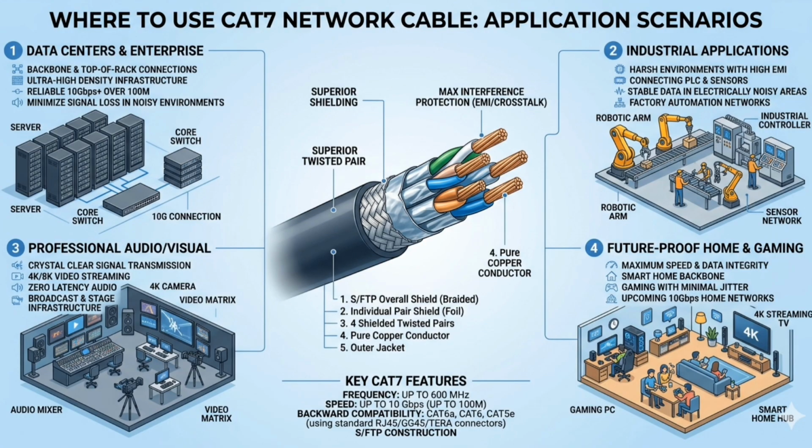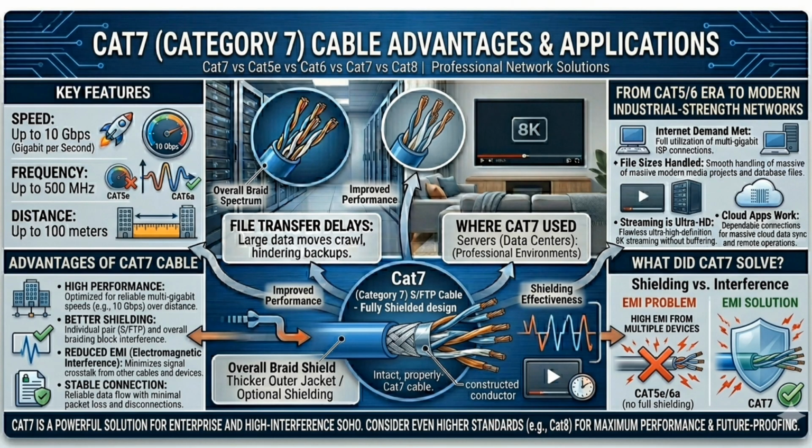So the advantage of this Cat7 cable is that it provides high performance with better shielding, it helps you reduce EMI, and it provides you a stable connection. We can use Cat7 cables in servers to set up enterprise networking, in network switches, and for professional setups. Cat7 is stronger than Cat6A in a noisy environment.